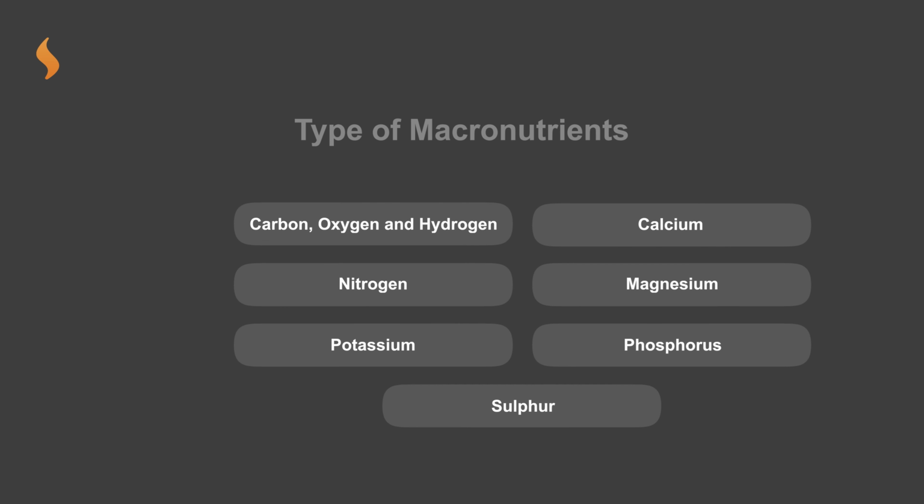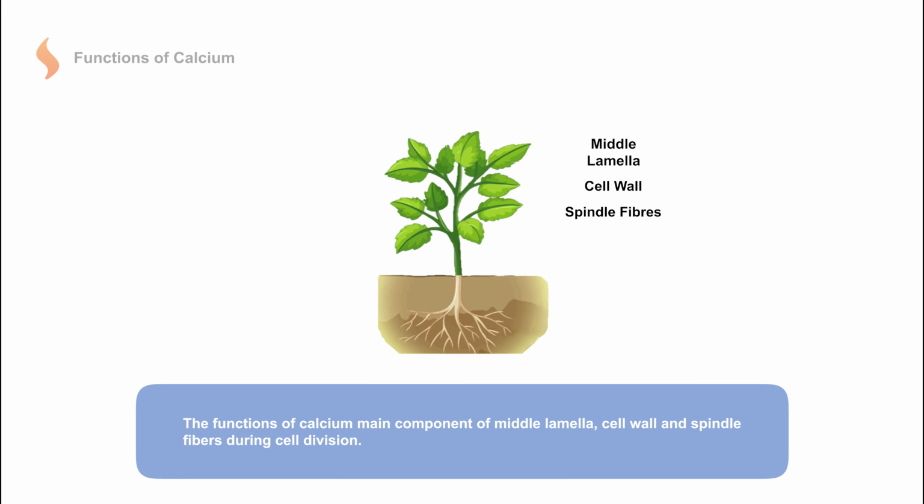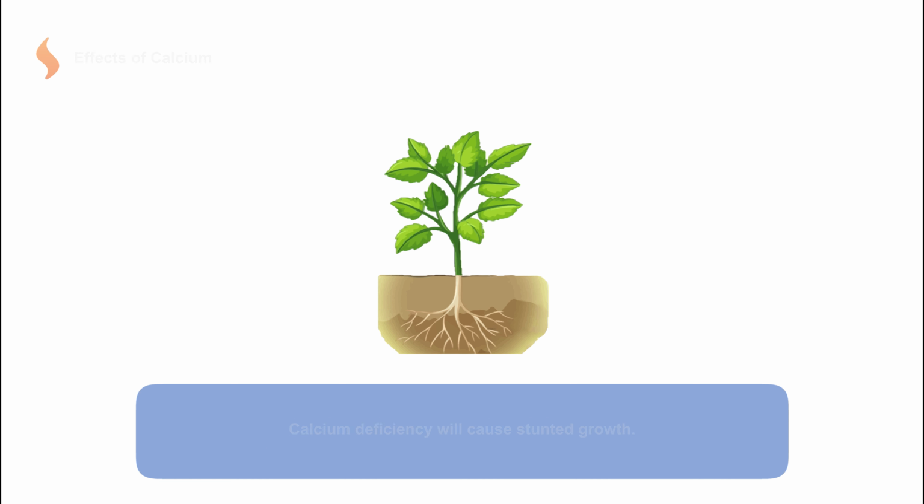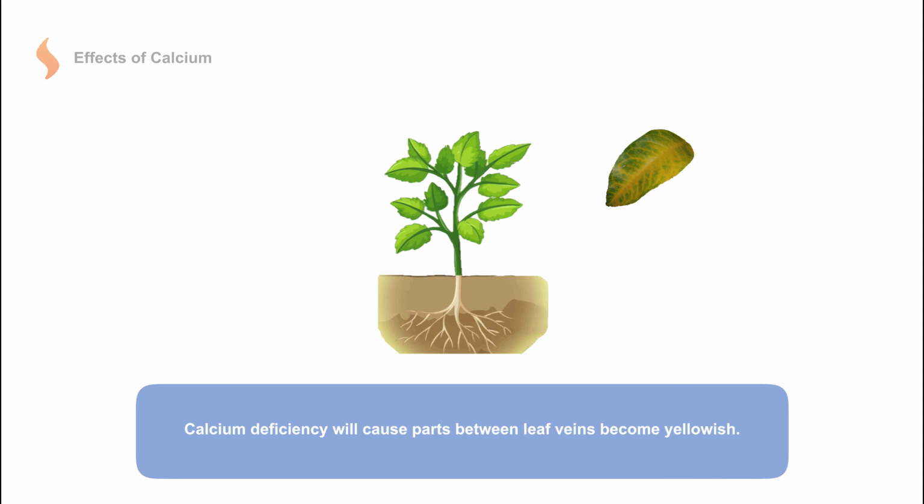Now, let's look into the type of calcium. The function of calcium is as the main component of the middle lamella, cell wall and spindle fibers during cell division. Calcium deficiency will cause stunted growth. The leaves become distorted and lobed. Parts between leaf veins become yellowish.